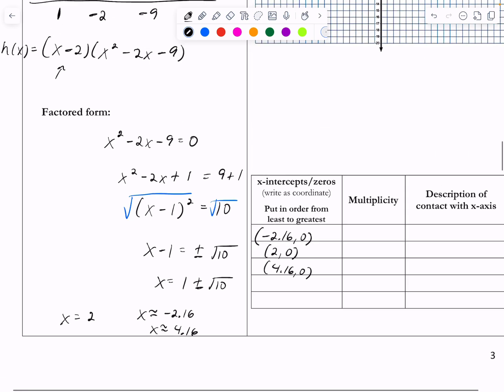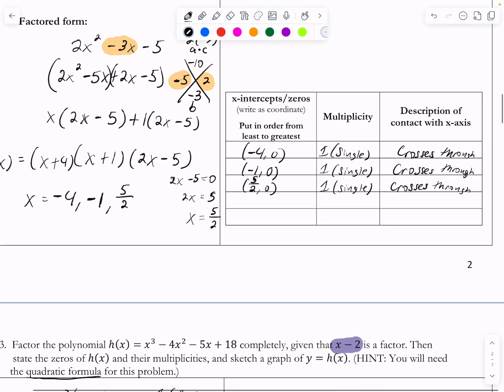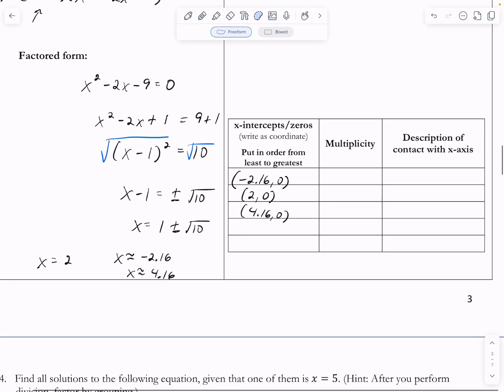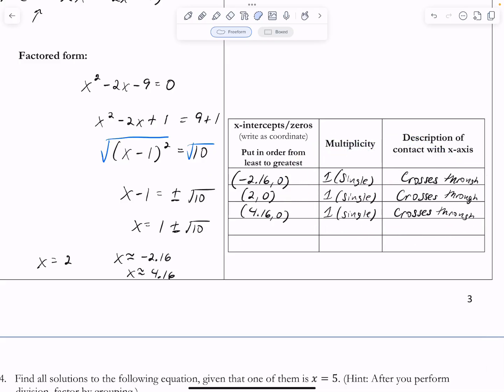Again, all of these are going to be single roots, multiplicity of 1. I'm going to go ahead and just copy this because it's all the same, just to save time on my video. All right, so those are all single roots.